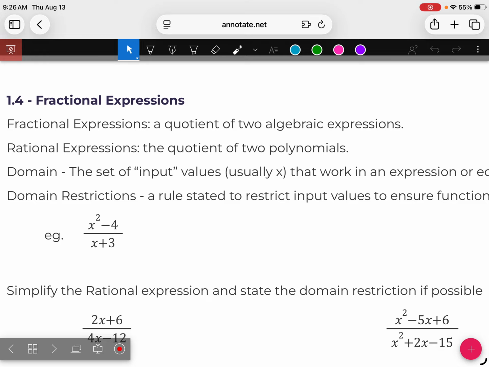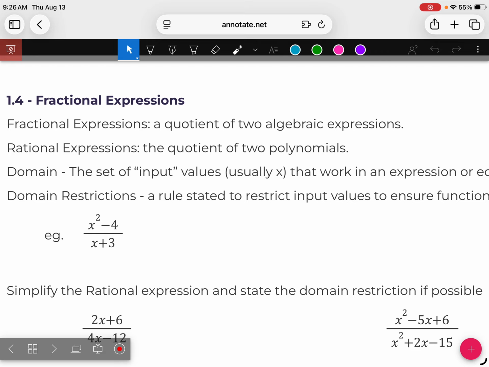Really what we're looking for when we are trying to find a domain restriction on a fraction like this: there are going to be problems in the domain when we divide by what? What is the one thing in the universe we can't divide by? 0. So on fractional expressions, our domains are going to be all real numbers except for where our denominator equals 0. Because I can put any number in for x, but I'm going to get an error if the denominator equals 0.